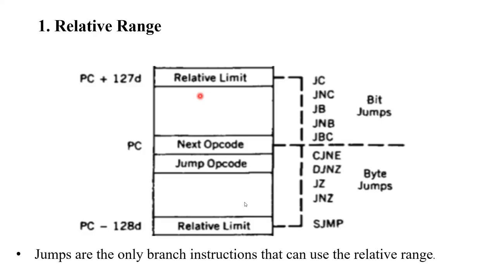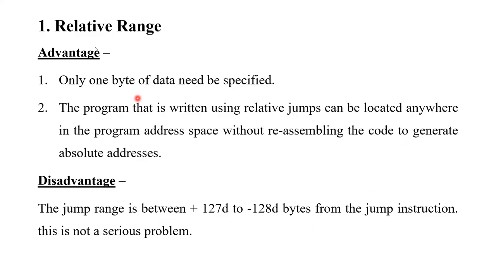This is the relative range, which means the jump is only between plus 127D and minus 128D. The disadvantage of the relative range is that the jump range is only between plus 127D and minus 128D bytes from the jump instruction. This is not a serious problem.